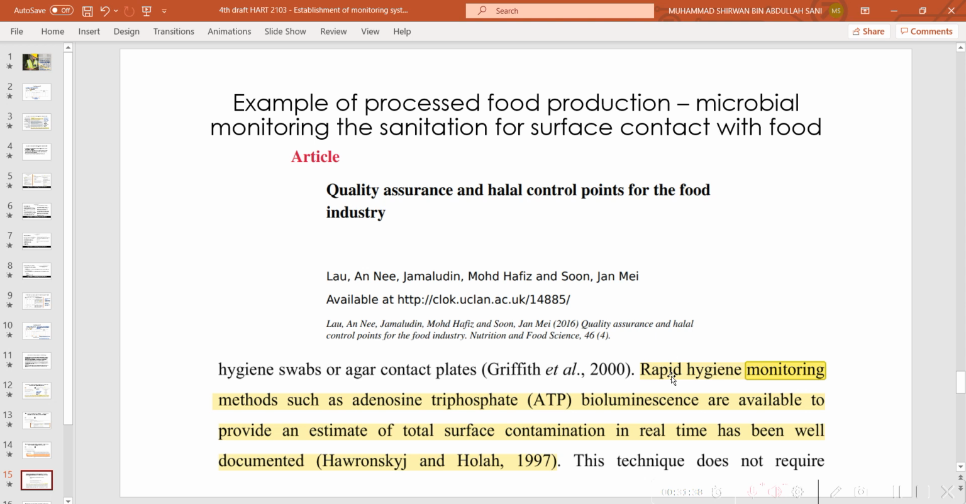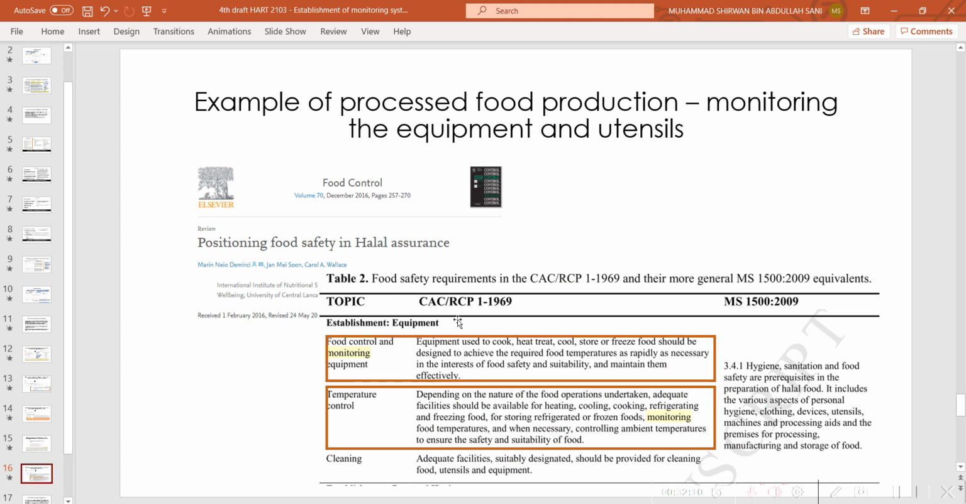Some companies want to monitor the sanitation and microbes on the surface in contact with the food by using a rapid hygiene monitoring method, where this has become common for any company that would like to use the hazard system, hazard analysis, critical control point. So having this way of rapid hygiene monitoring will ensure that the surface in contact with the food is clean or unclean. All right. So this is yet another example.